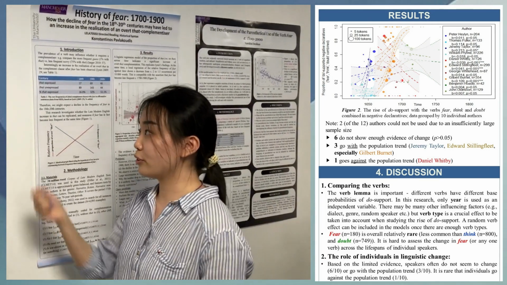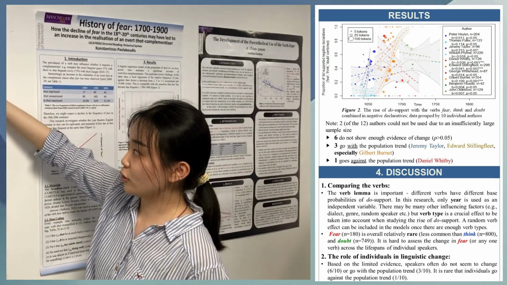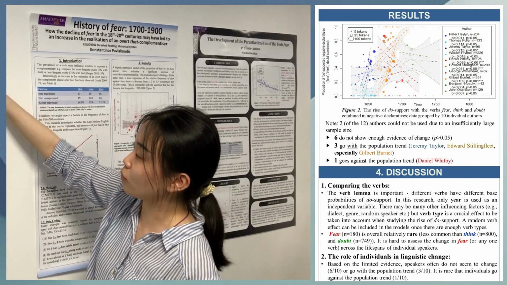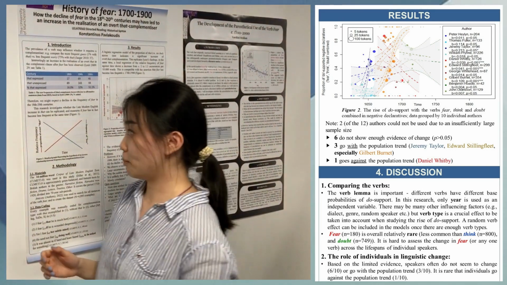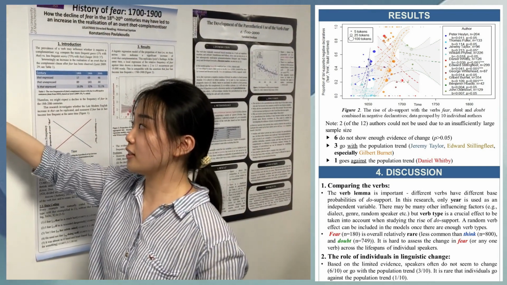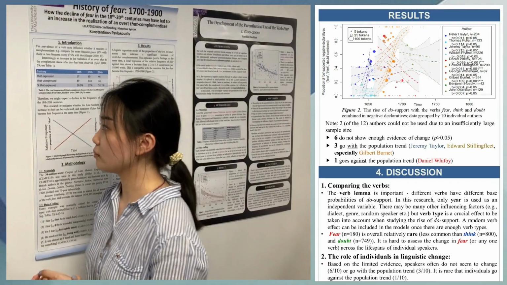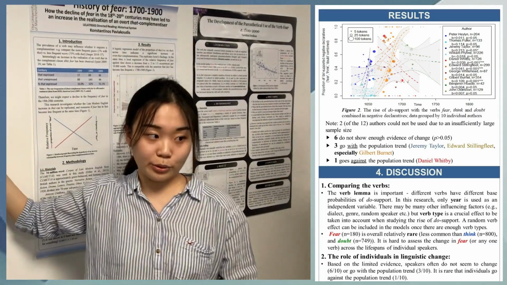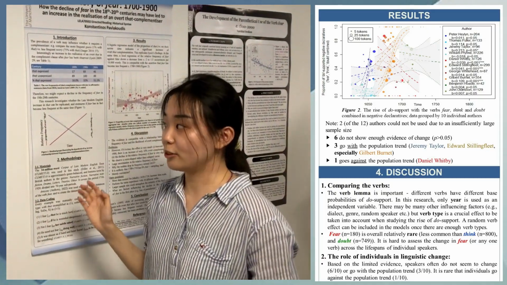And 3 of them go with the population trend. This one, Jeremy Taylor, and this one, Edward Stillingfleet, and also this one, Gilbert Burnet. And also we got one person who goes against the population trend. It's this red line, Daniel Whitby. So these are the results for the word type effect and for the individuals. And now I'll discuss the results.